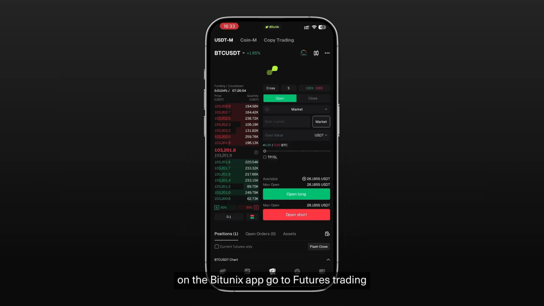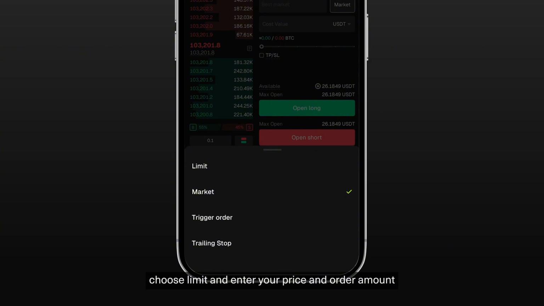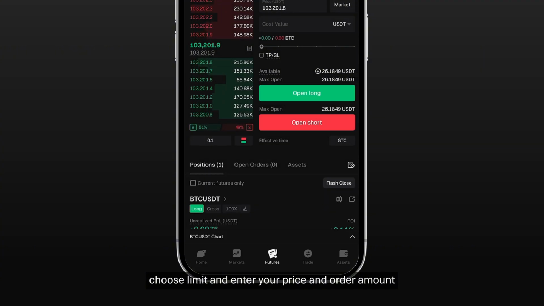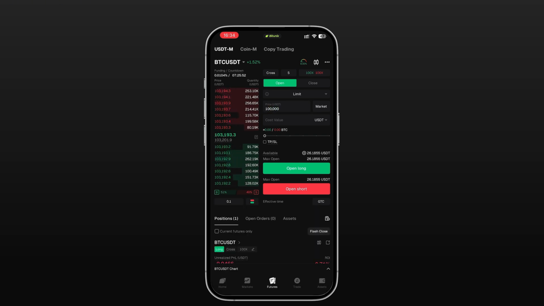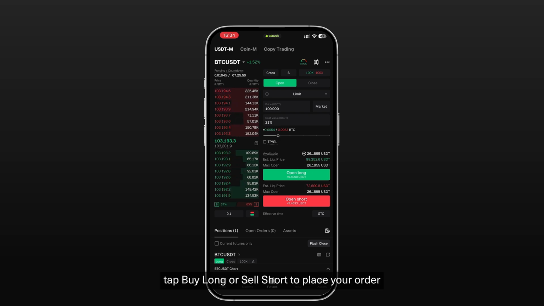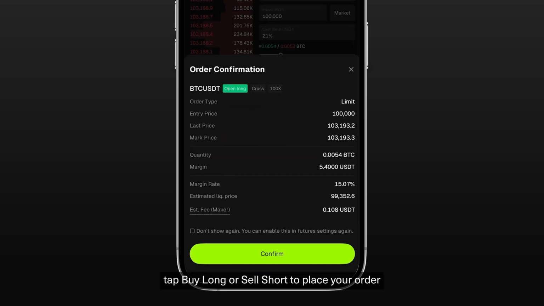On the Bitunix app, go to Futures Trading, choose Limit, and enter your price and order amount. Tap Buy Long or Sell Short to place your order.